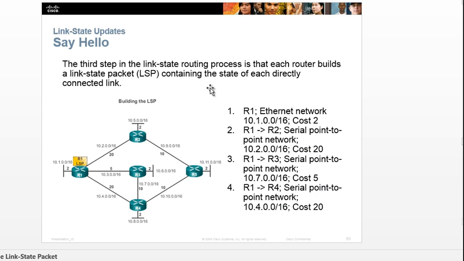The third step is for each of these routers to build the LSP containing the state of each network. So here, R1 says it's up, the cost is 2. R2 is a serial, the cost is 20. R1 to R3 is a serial with a cost of 5, and R1 to R4 is again serial, also with a cost of 20.